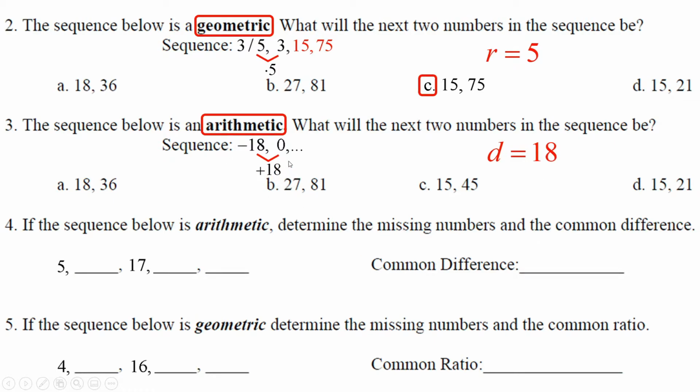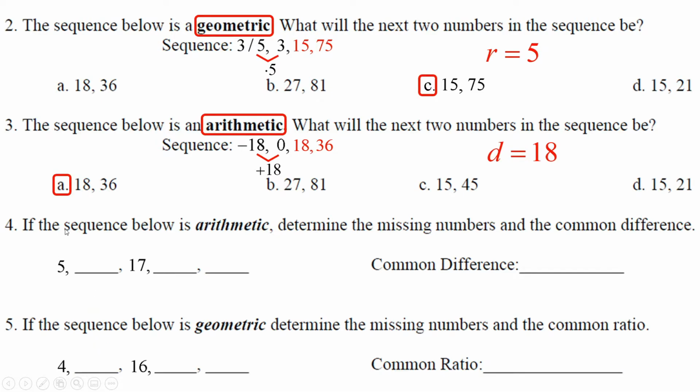Now, let's just go to our next term. 0 plus 18 would give me 18. And 18 plus 18 would give me 36. So the next 2 terms would be 18, 36. And isn't that an A right there? Oh, I like this. Now, oh, look, they skipped.